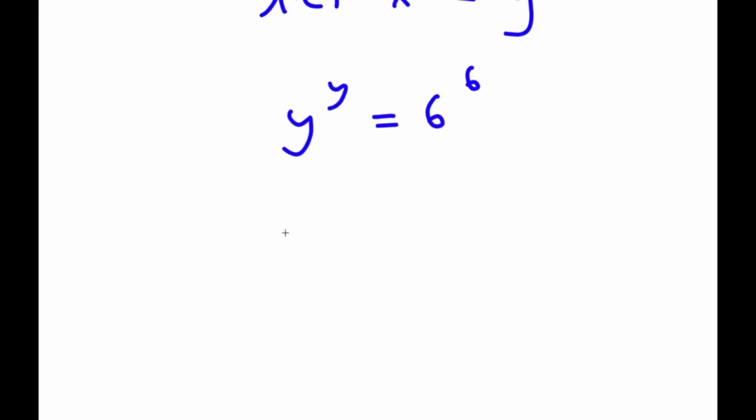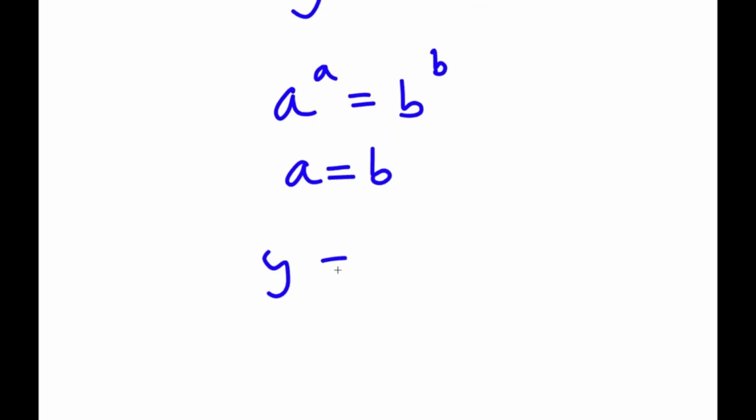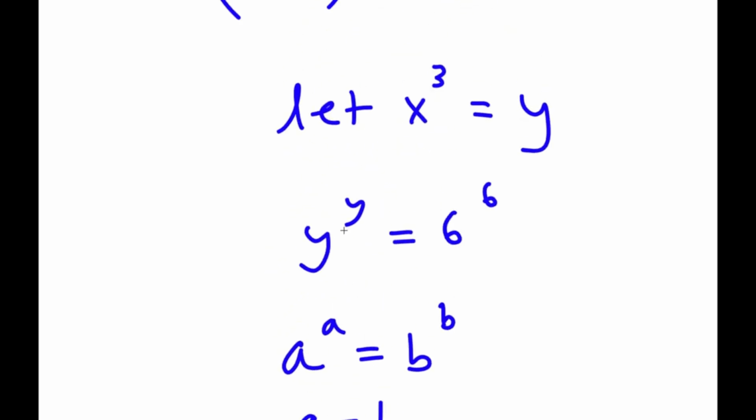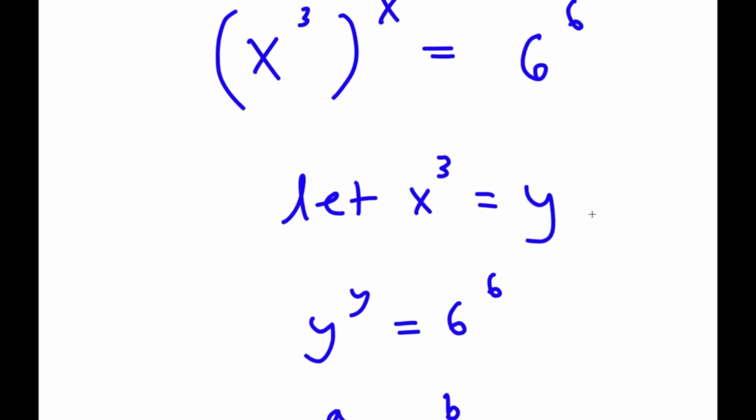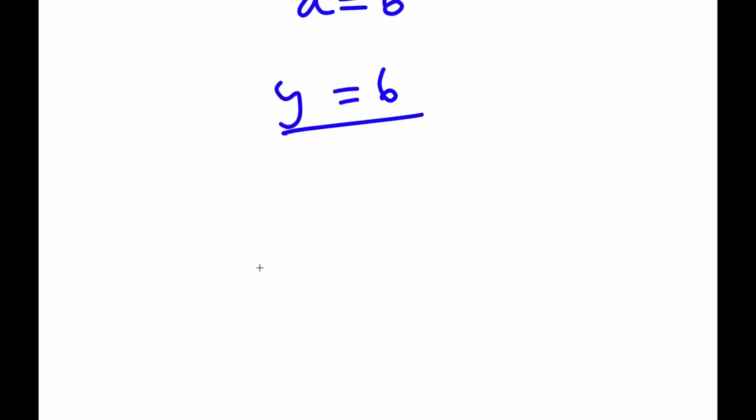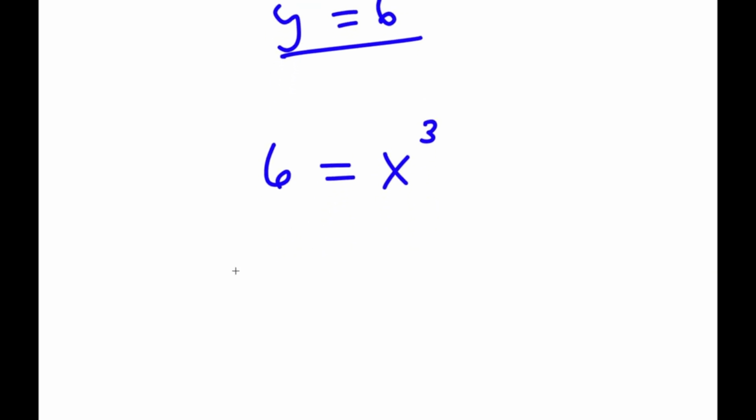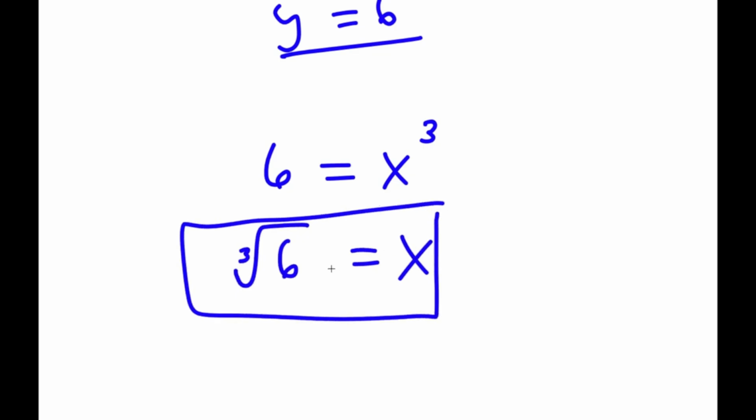And if I have something in the form a to the power of a is equal to b to the power of b, this means that a is equal to b. So in this case, y is equal to 6. Now remember we set x to the power of 3 equal to y, meaning 6 is equal to x to the power of 3. So to solve this, all I have to do is take the cube root on both sides, and I get the cube root of 6 is equal to x. So this is my answer.